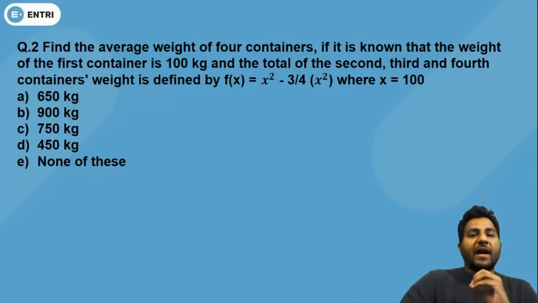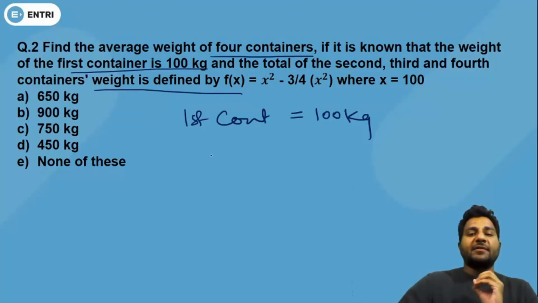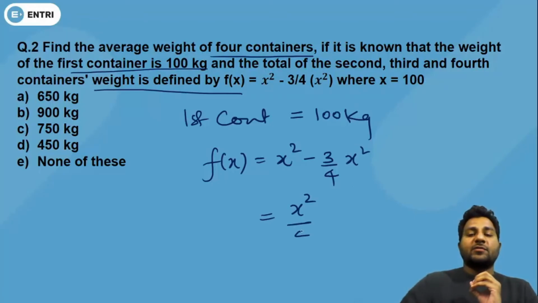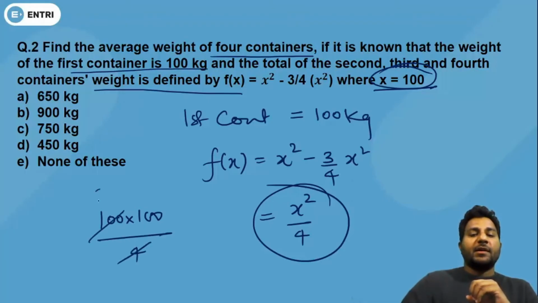Look at this. Find the average weight of 4 containers. It is known that the weight of the first container is 100 kg, and the total of the second, third and fourth container weight is defined as f(x) = x² - 3/4 of x². That means you will be left with x²/4. Now just put the value of x as 100. That means 100 into 100 divided by 4.